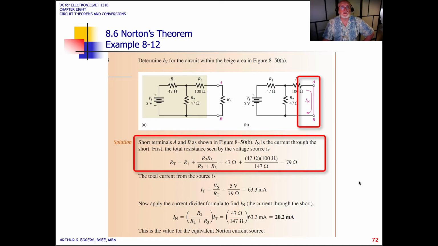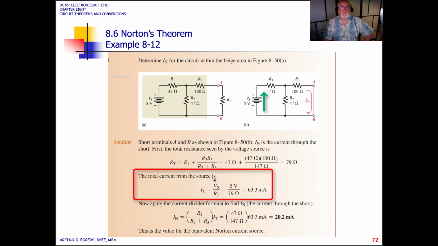First, the total resistance seen by the voltage source is, okay, so again, you can see what's going to happen here. R2 and R3 are now in parallel, in series with R1, and our current will flow through that section. So the total resistance becomes R1 plus R2 times R3, product over the sum, R2 plus R3. And we get 47 ohms plus the product over the sum gives us 79 ohms of resistance for our total resistance in our Norton's reduction here.